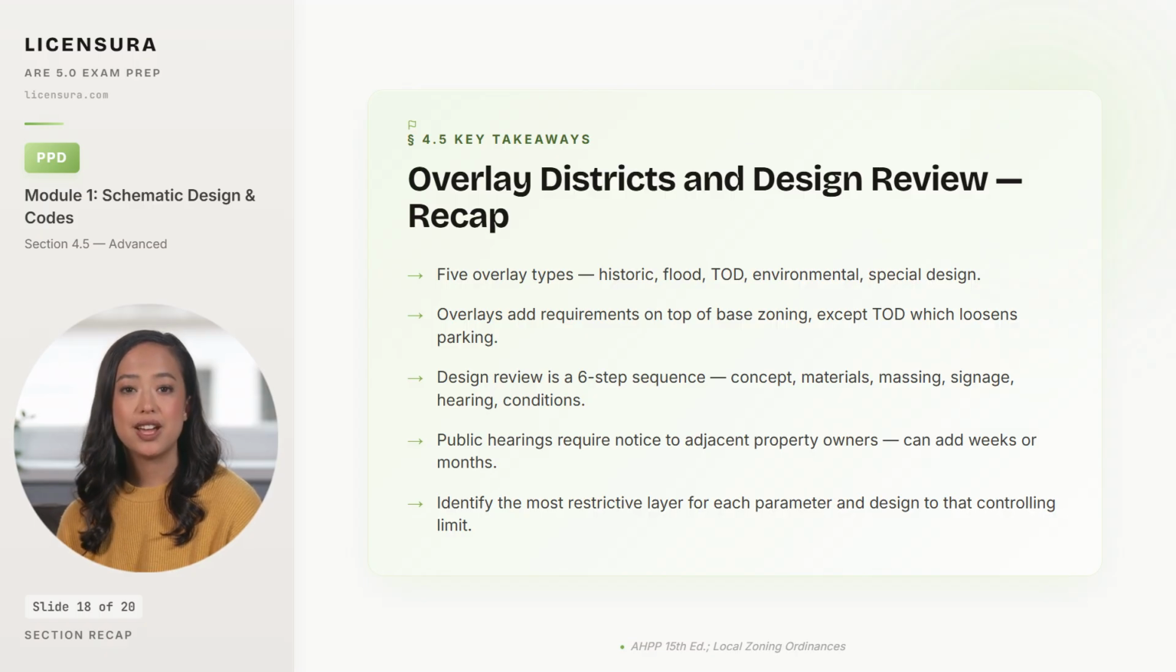Fourth, public hearings within the design review process require notice to adjacent property owners, and the notice period alone can add weeks to the schedule. And fifth, the architect's job, when overlays apply, is to identify the most restrictive layer for each design parameter and design directly to that controlling limit, rather than discovering the constraint at submittal.